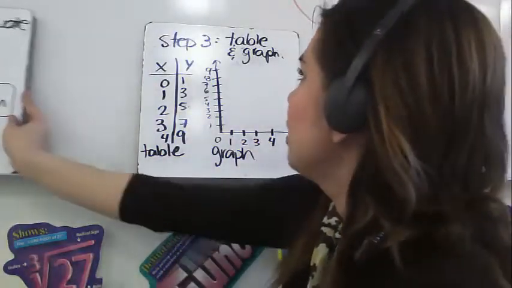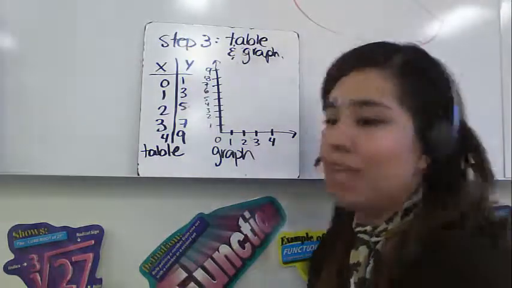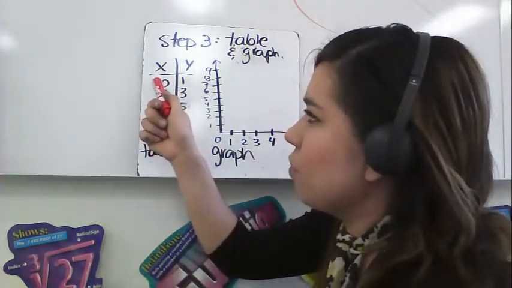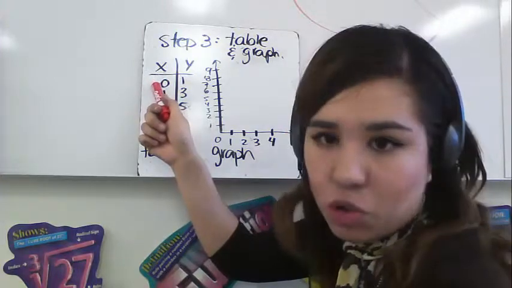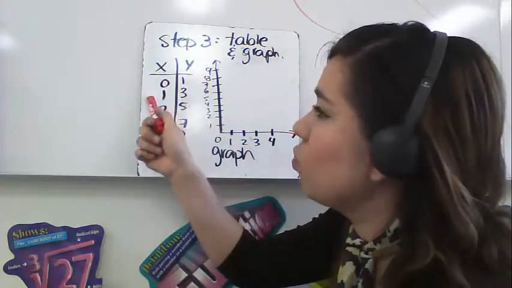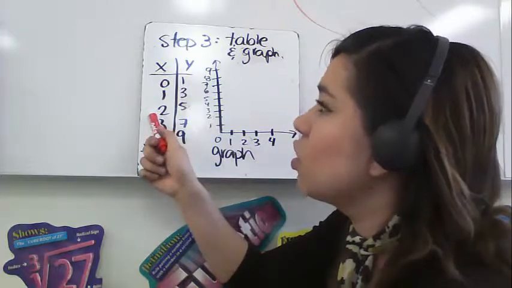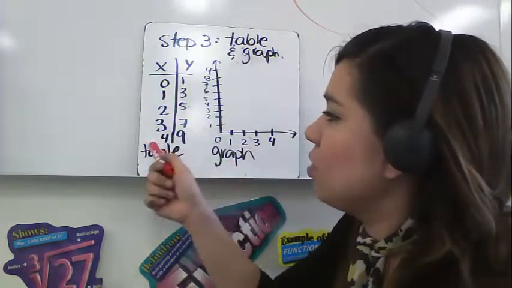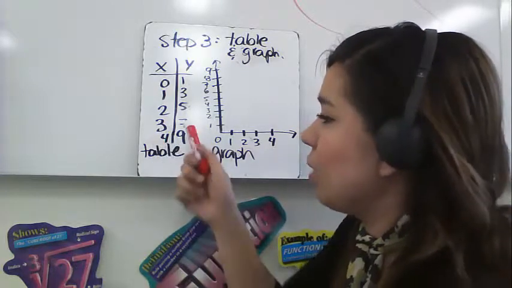Step 3 tells me to make a table and a graph. Well, we already have a table. We started off when at the beginning of the story, it was 1 inch. 1 week passed and it was 3 inches. 2 weeks passed, it was 5. 3 weeks passed, it was 7 inches. And at the 4th week, it was 9 inches.